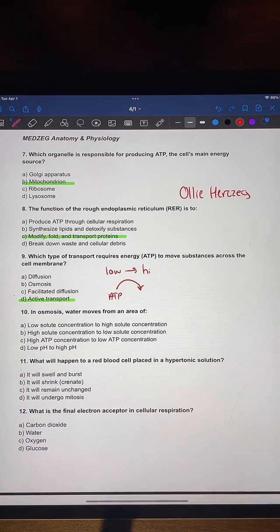And then number 10, in osmosis, water moves from an area of... This might be a little bit of a trickier question. Maybe.